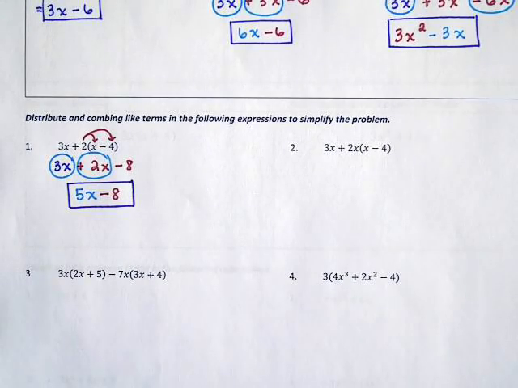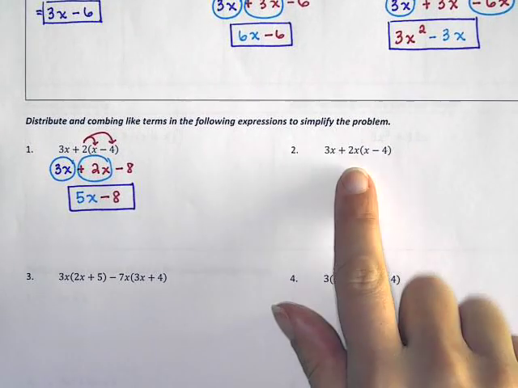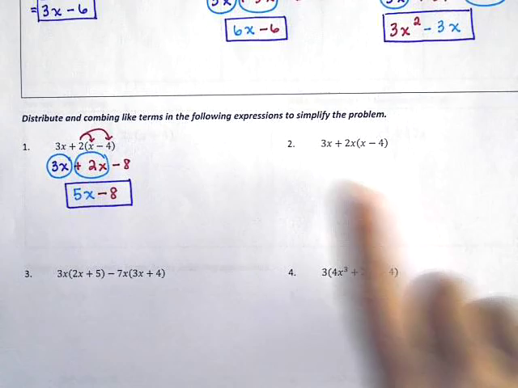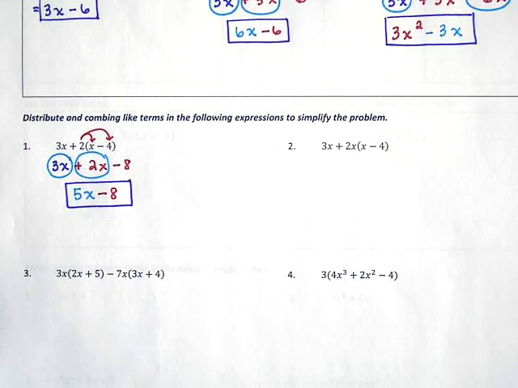Let's take a look at number 2. So number 2 is a little bit different. Instead of having 3x plus 2 parentheses x minus 4, like we did in number 1, we're going to have 3x plus 2x parentheses x minus 4. So once again, we're going to distribute.